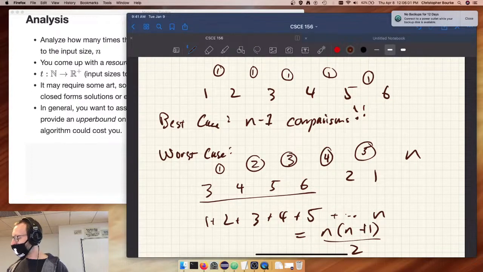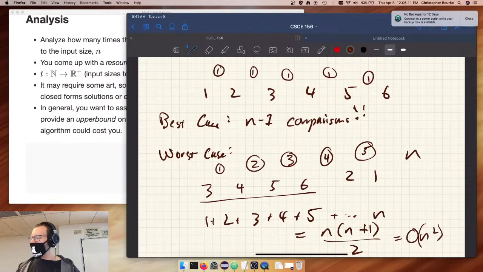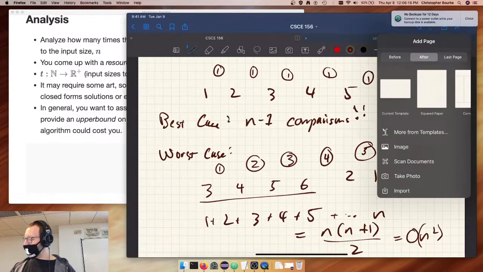Sorry, n plus 1. There we go. You're right. In other words, if I expand it out again, it's going to be order n squared. All right, well, best case, worst case. What about average case?